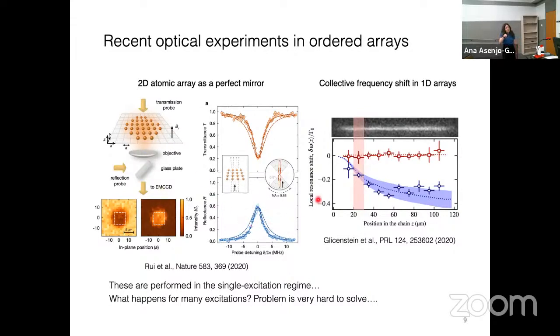This is another example of a recent experimental development in the group of Antoine Browaeys, where they have a 1D array of atoms. The resolution here is not good enough, but it's a 1D array of atoms. And they send light, and through the collective shifts, they see that atoms are interacting with each other. So these experiments and the previous works are all in the single excitation regime, where only one excitation or one photon is shared among all of the atoms. And the question that I want to answer today is what happens for many excitations. And this is generically a hard problem to solve.